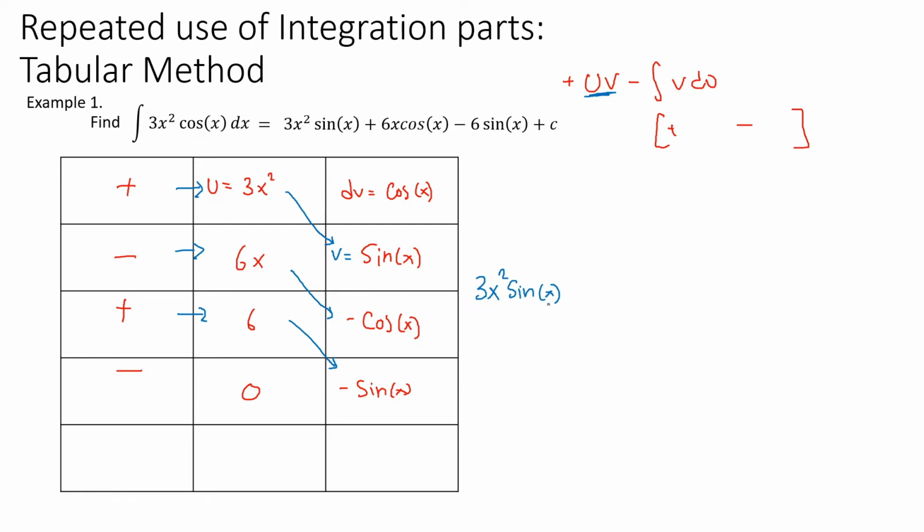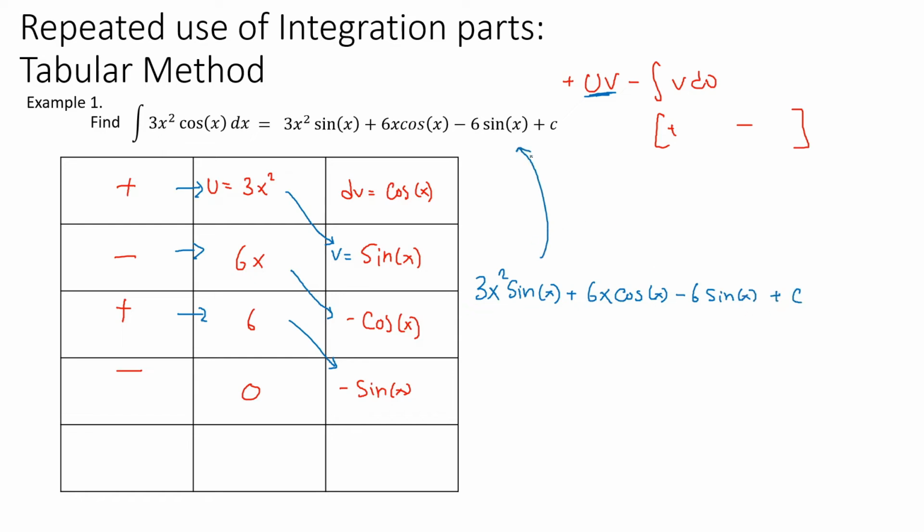Second term we have is negative times 6x times negative cosine. So double negative means positive. So we have positive 6x times cosine of x. And the last term is positive times 6 times negative sine. So it would be negative 6 sine of x. And then don't forget plus c.